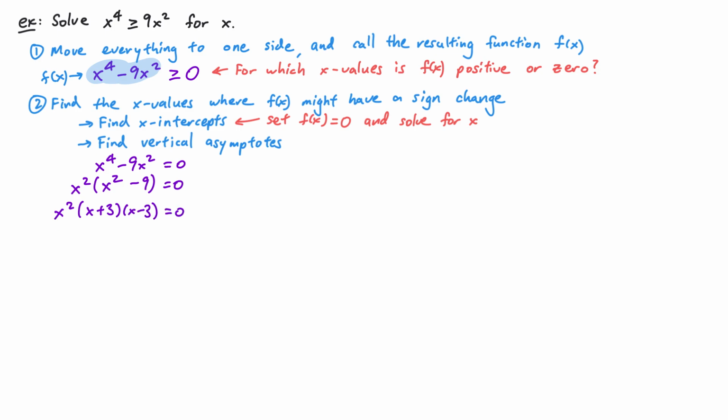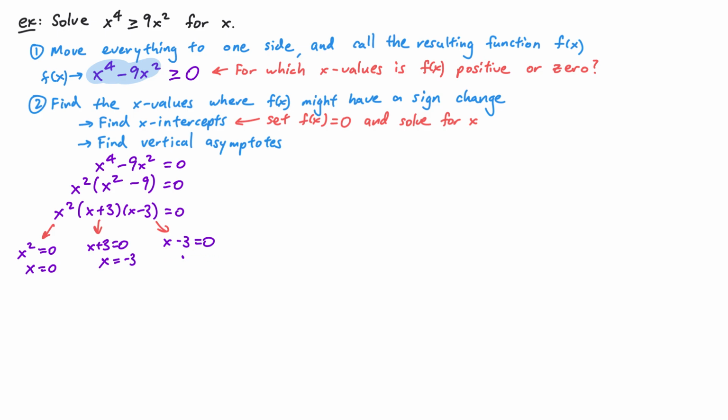Now, when we have a product of things and it equals 0, that tells me that either the first factor equals 0, or the second factor equals 0, or the third factor equals 0. So this lets us split up our equation into x squared equals 0, x plus 3 equals 0, and x minus 3 equals 0. For x squared equals 0, all we have to do is square root both sides. We get x equals 0. For x plus 3 equals 0, we just subtract 3 from both sides. We get x equals negative 3. And then x minus 3 equals 0.